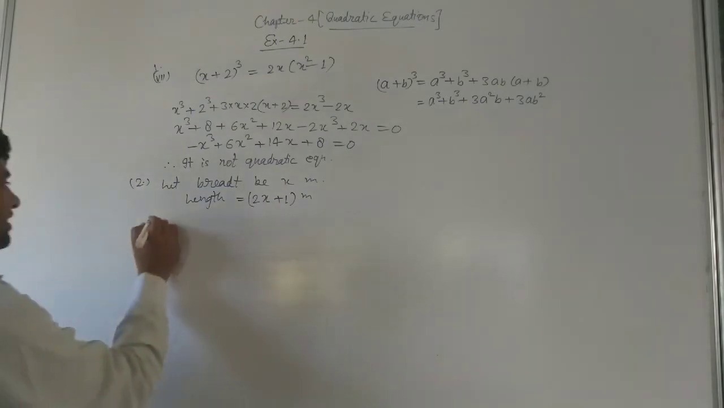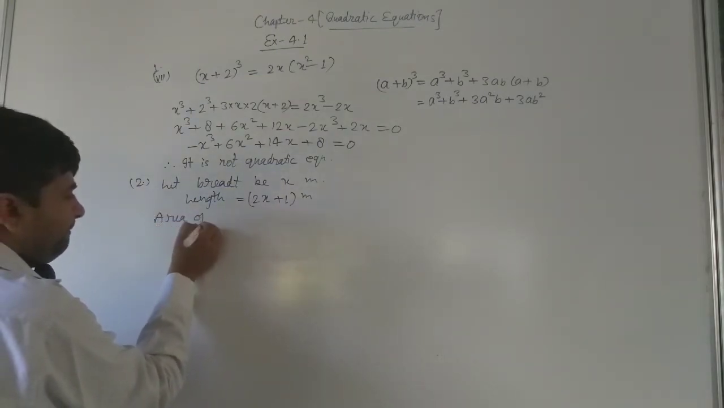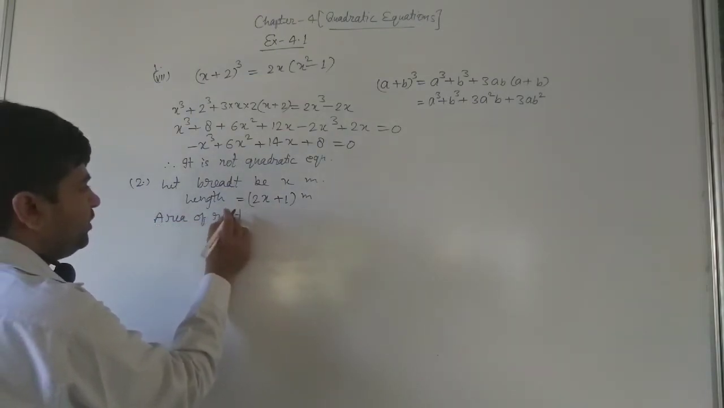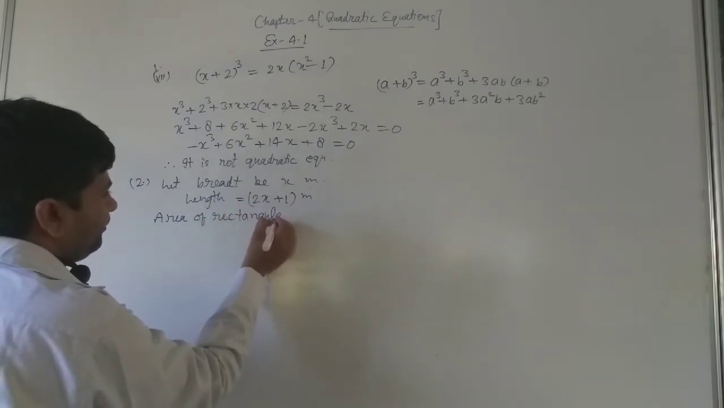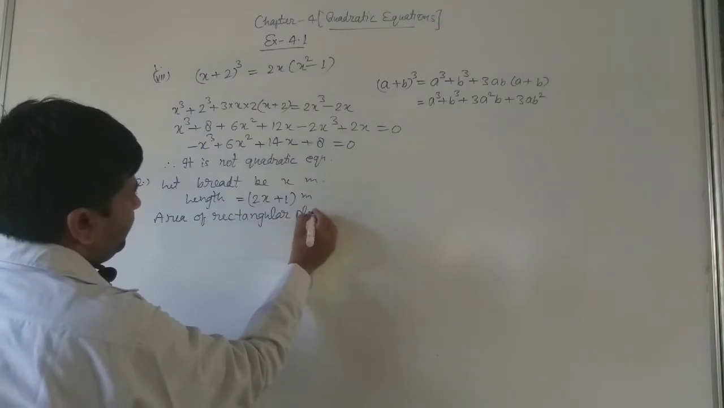Now the area is given, so the area of the rectangle is the product of L into B. So the area of the rectangular plot is L into B.